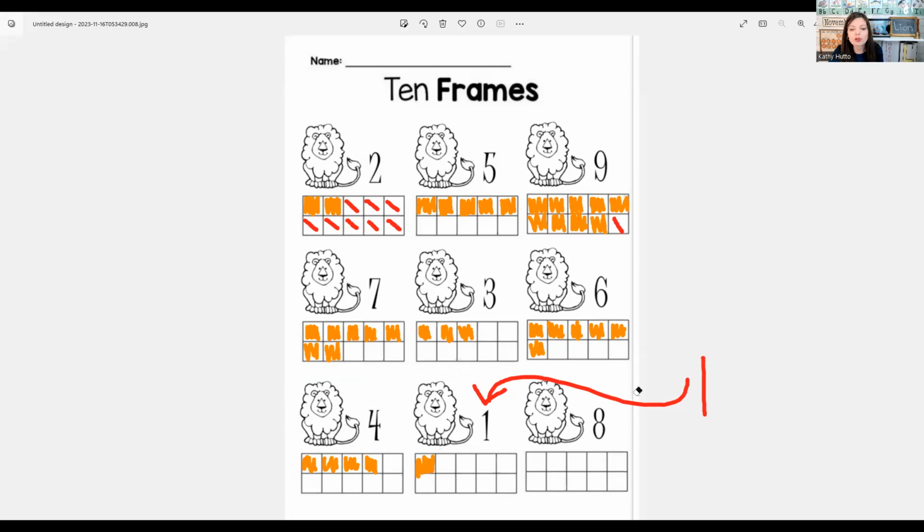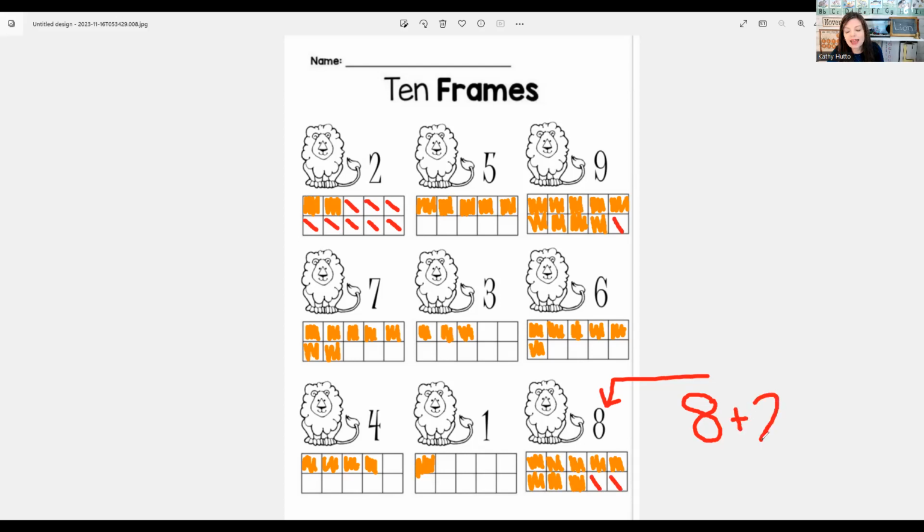Let's do the last one, and we'll add with this one. All right, so what is this number, first of all? That's number 8. So let's color in 8 spaces. 1, 2, 3, 4, 5, 6, 7, 8. Okay, how many spaces did we not color in? 1, 2. So that means that 8 plus 2 more equals 10, because this is a 10 frame and there are 10 spaces all together.